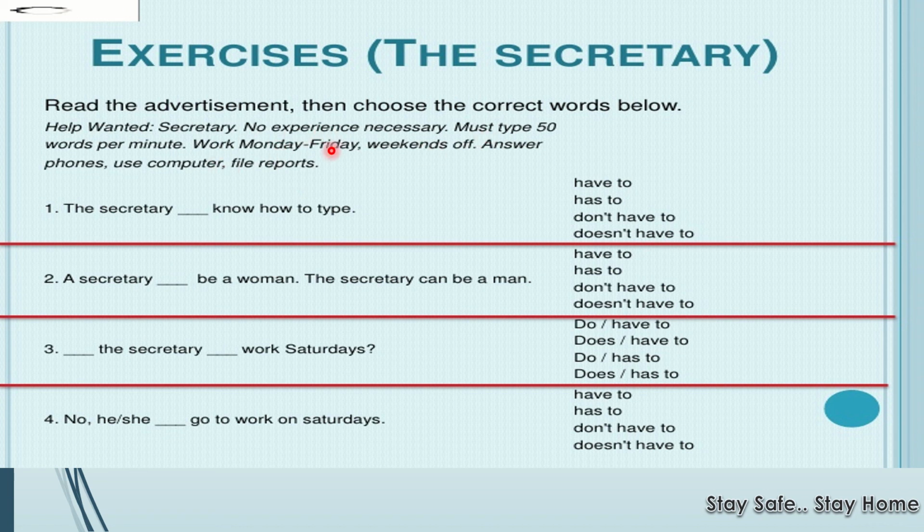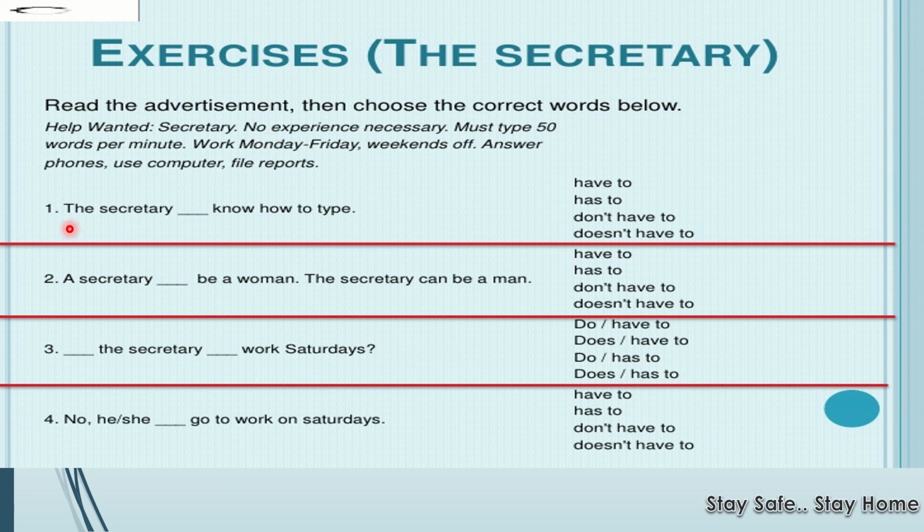They want the secretary to be good at typing, to type 50 words per minute on the keyboard, to work from Monday to Friday. They will have their weekends off, to answer the phones. They want the secretary to answer the phones. They want the secretary to use the computer, and they want the secretary to file reports also. And they are not asking for any experience, so the experience is not necessary. Okay, that's what we are going to build our answers on.